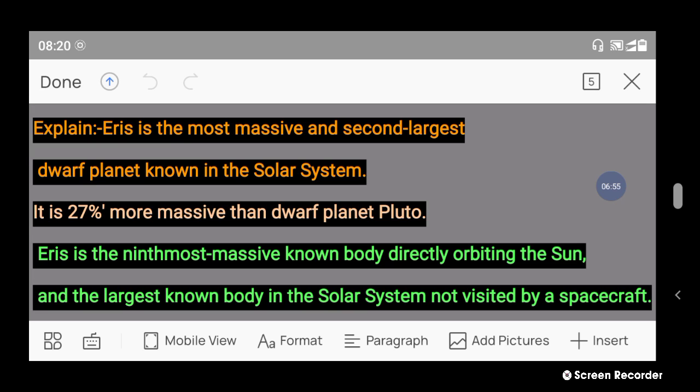Eris is the most massive and second largest dwarf planet known in the solar system. It is 27% more massive than the dwarf planet Pluto. Eris is the ninth most massive body directly orbiting the Sun and the largest object in the solar system not visited by a spacecraft. Next question.